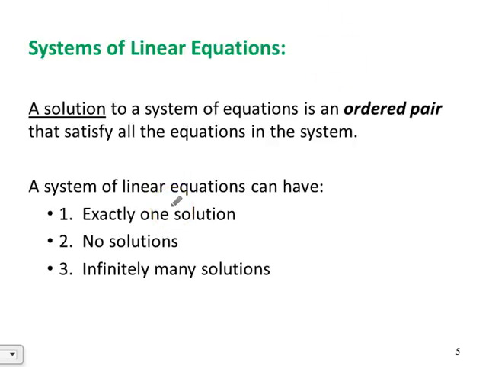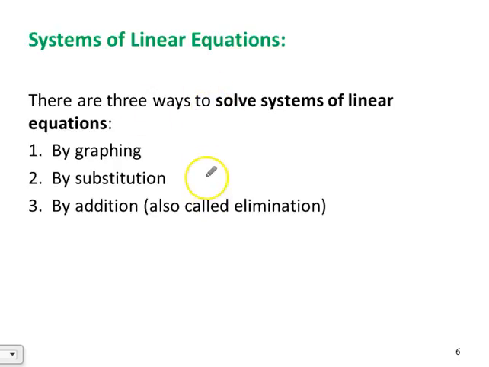And when we solve a system of equations, we can have exactly one solution like we did in that previous example. We can have no solutions, or sometimes we might have an infinite number of solutions. So there are 3 different ways that we can solve systems of linear equations and come up with the solutions.